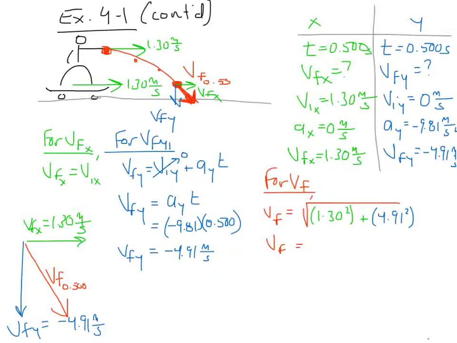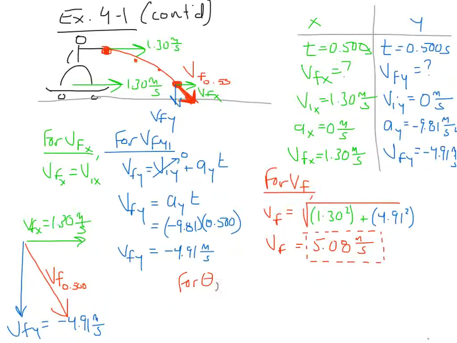1.3 squared plus 4.91 squared. And you'll notice I didn't put the negative in there because the negative is going to go away anyway. Take that to the 1/2 power, or the square root. That's going to be equal to 5.08 meters per second. All right, that is going to be, let's dotted line box that, most of our final answer.